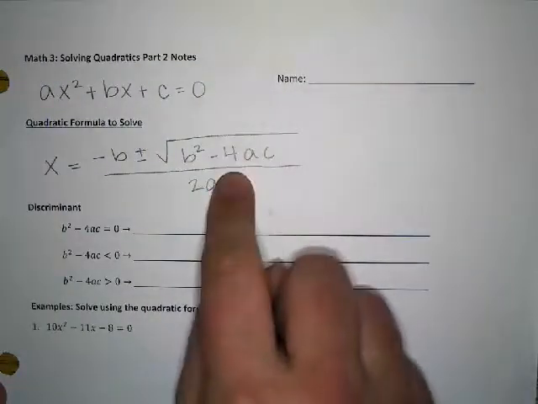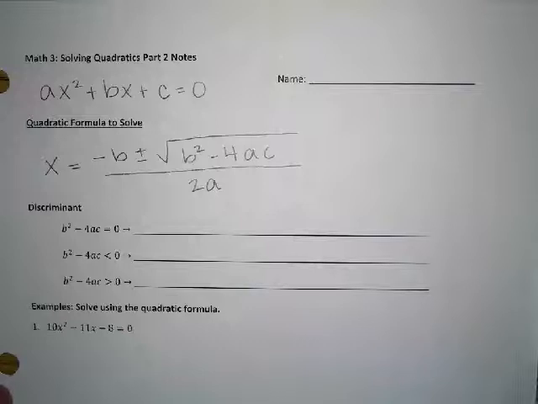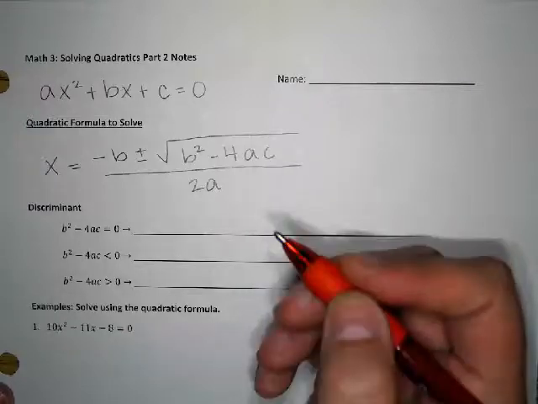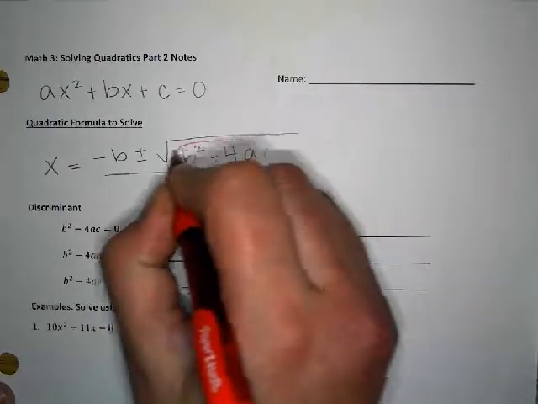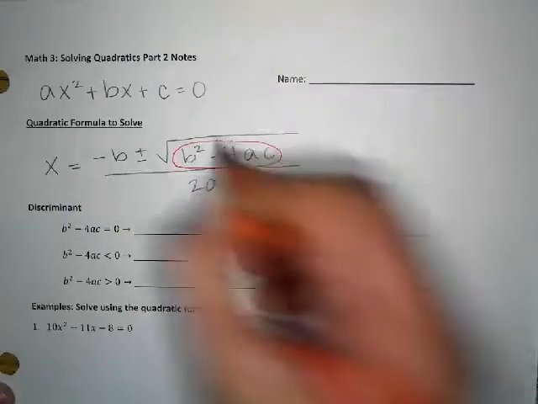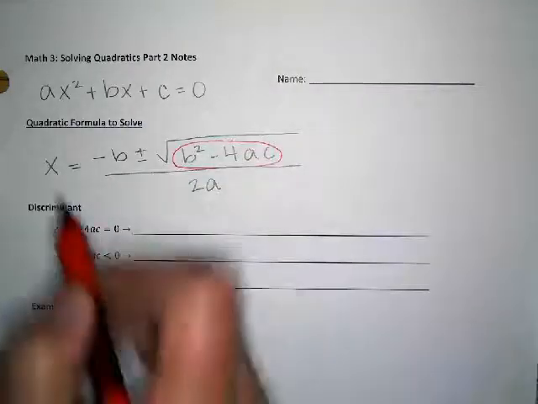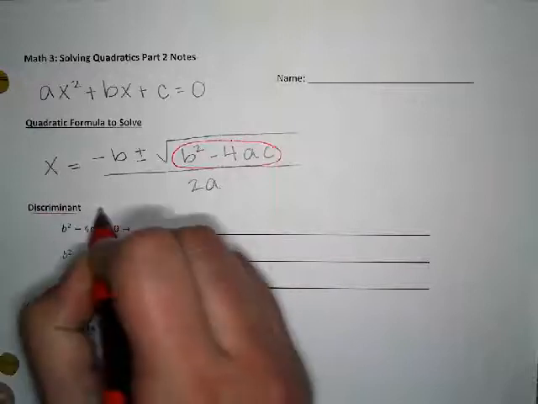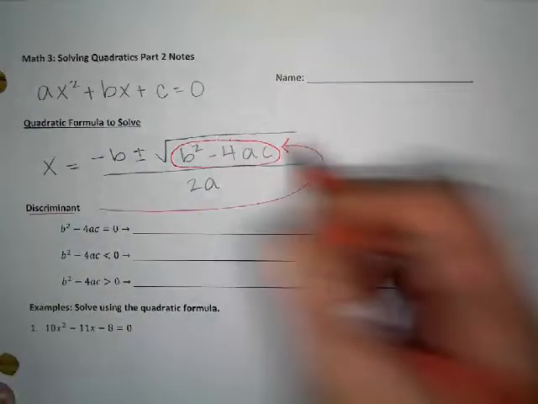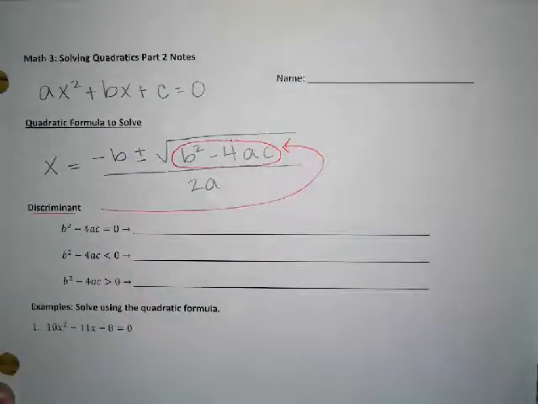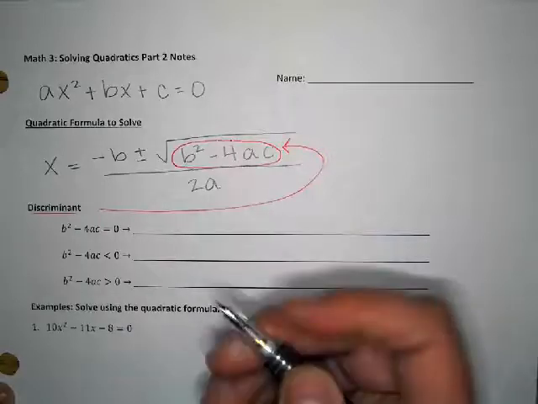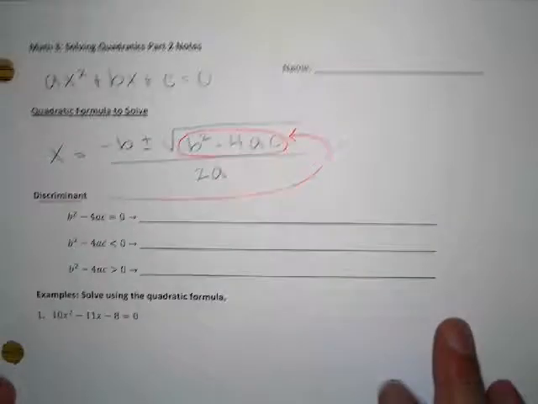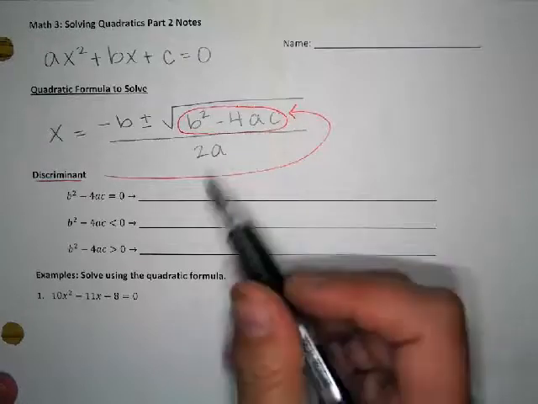And the part that's underneath the square root, b squared minus 4ac, is called the discriminant. So that is the discriminant. And the discriminant is interesting because it tells us some important things about what our solutions are going to be.